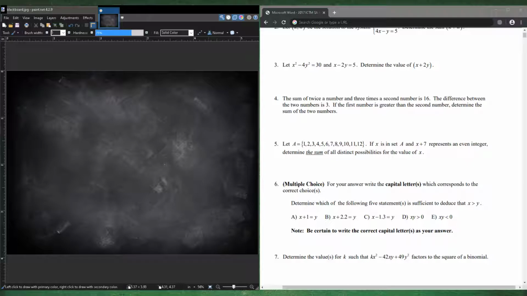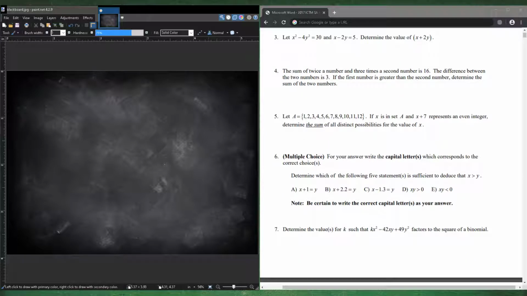Number 5, let A equal {1, 2, 3, 4, 5}, okay, it's just from 1 to 12. If x is in the set A and x plus 7 represents an even integer, determine the sum of all distinct possibilities for x. Okay, so since x plus 7 has to be an even integer, that means x has to be odd. Because an odd plus a 7, which is also odd, so odd plus an odd is equal to an even. And that's the only way that it works.